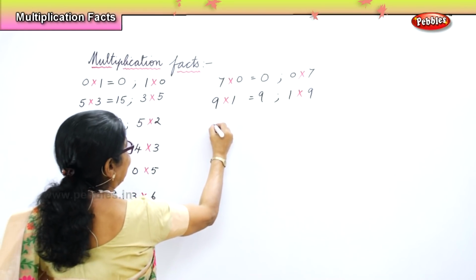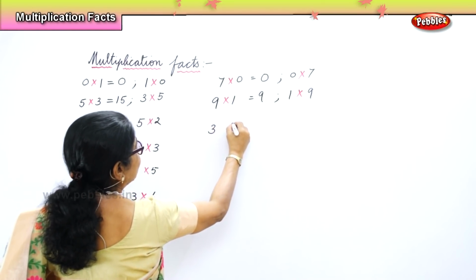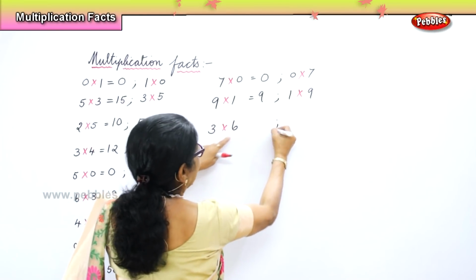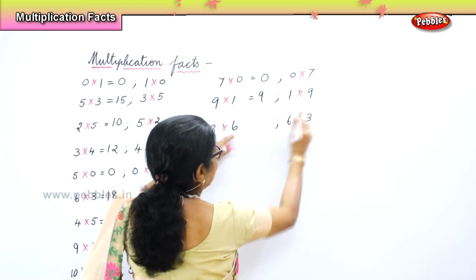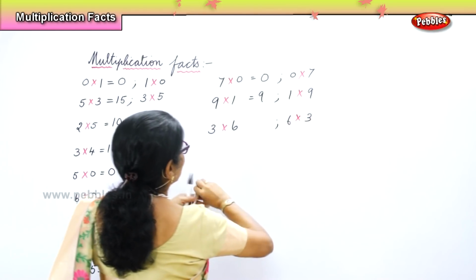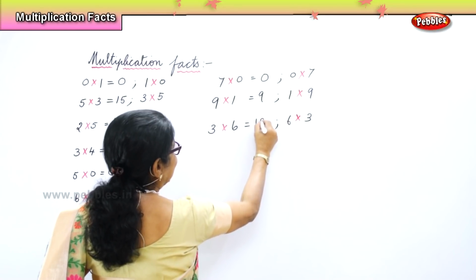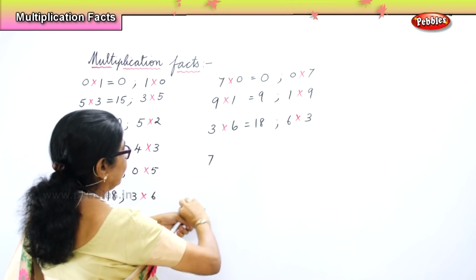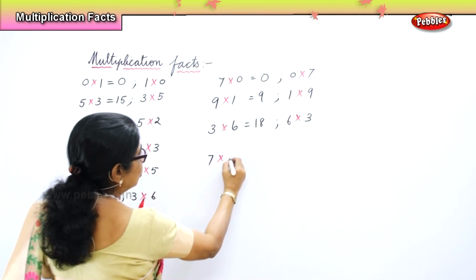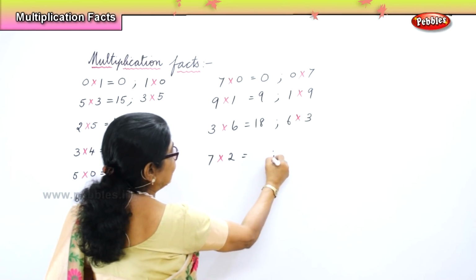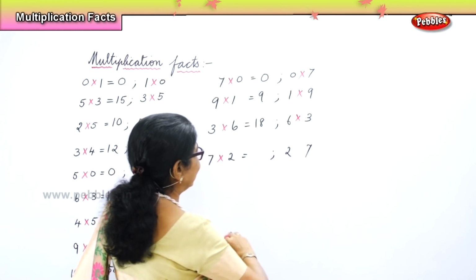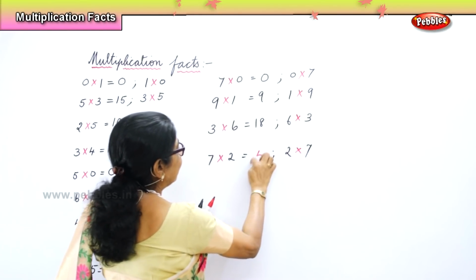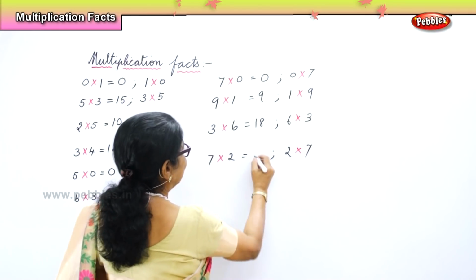Now, let's say 3 into 6 is the same as 6 into 3. What is 6 into 3? 18. Let's say 7 into 2 is the same as 2 into 7. 7 twos are 14.